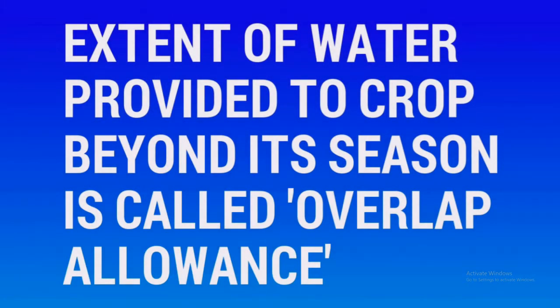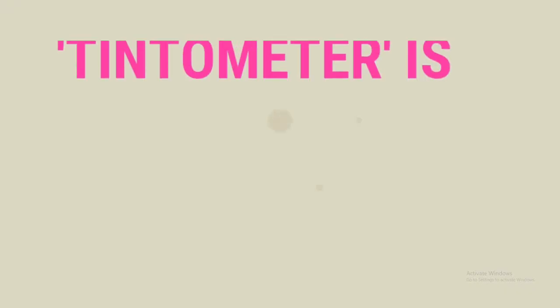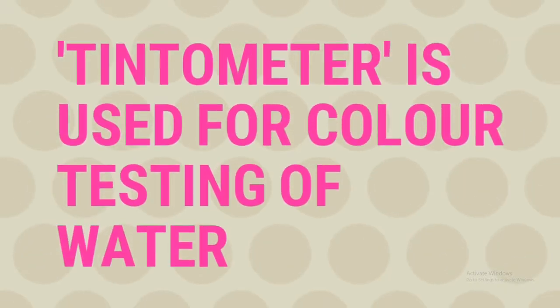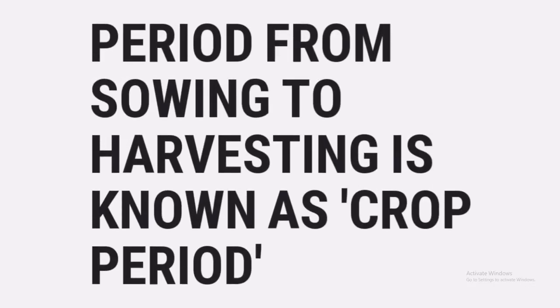The extent of water provided to crop beyond its season is called as overlap allowance. Tintometer is the device which is used to determine color of water in water supply engineering. The period from sowing of the crop to its harvesting is called as crop period.